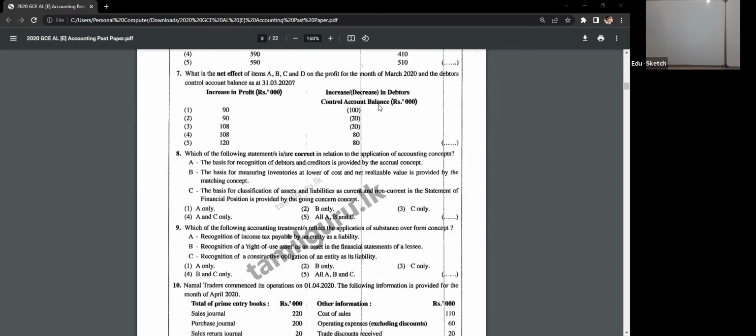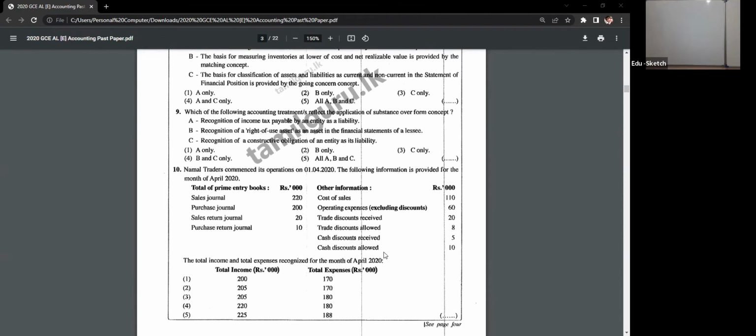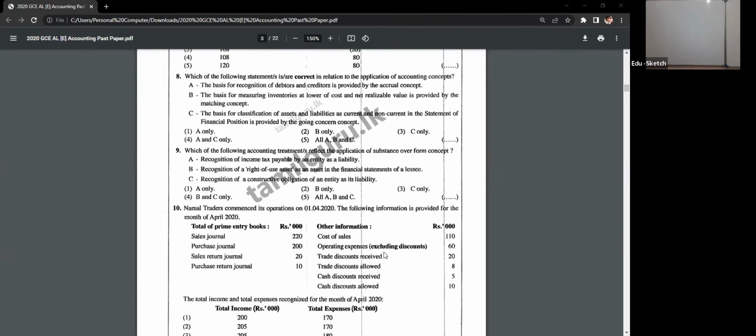These questions are related to accounting concepts. A. Basis for recognizing debtors and creditors is provided by accrual concept. Okay, these are straightforward questions, really straightforward. You should know the theory behind it. According to accrual concept.